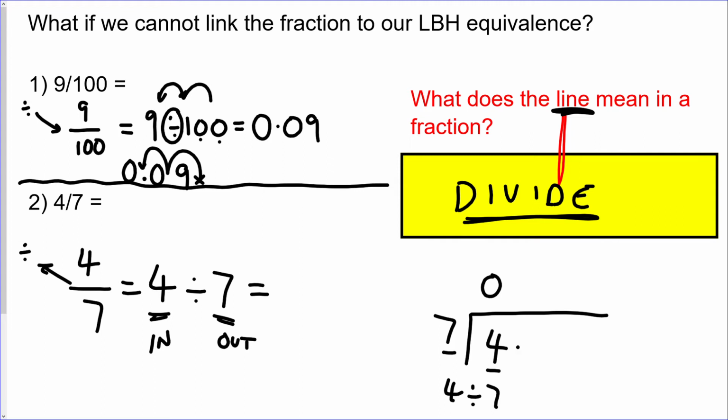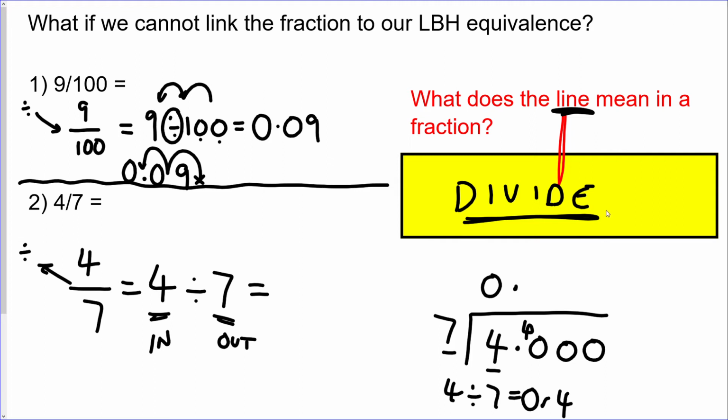So what we would do, and we've done this before in school, is put a decimal point and put 3 zeros after that decimal point. And just as we would do before when we've got 0, we still have our remainder of 4 here. So that would be carried to the next 0. Now we've got 40 divided by 7.